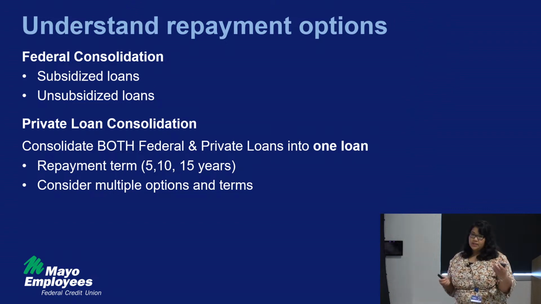So understanding repayment options: federal consolidation, you have to understand the subsidized loans or unsubsidized loans. Private loan consolidation, if you want to consolidate both federal and private into one private loan, you can do that too in the repayment program. You can get 5 years, 10 years, to 15 years.